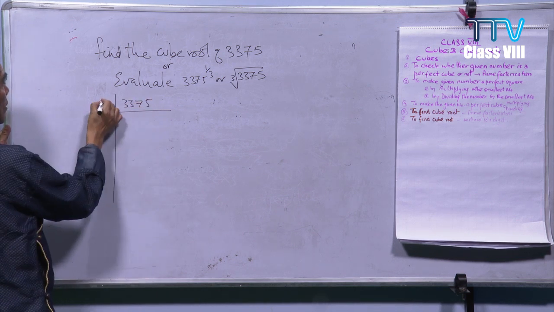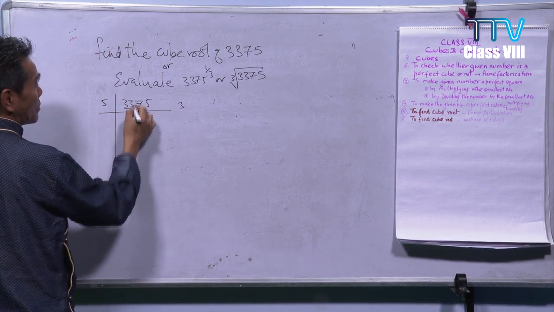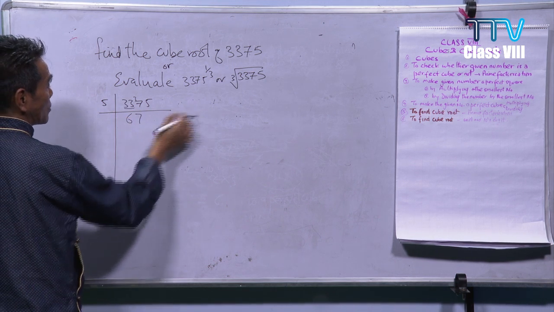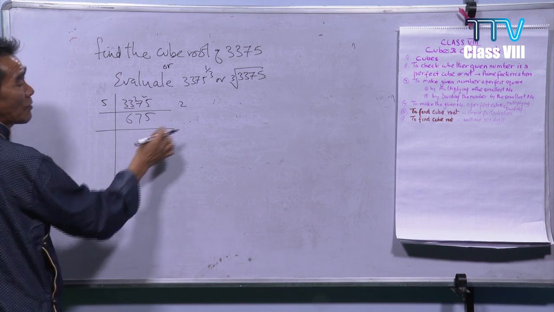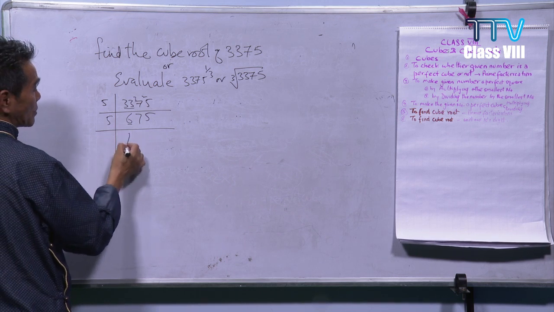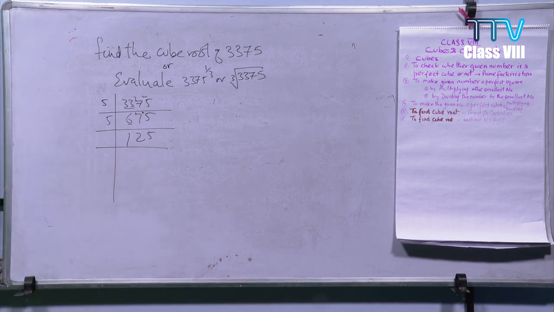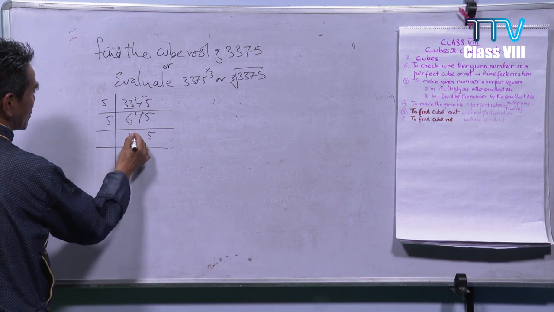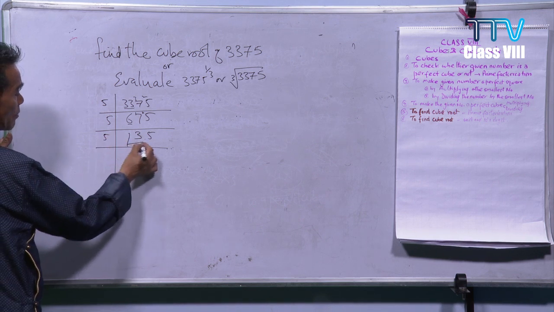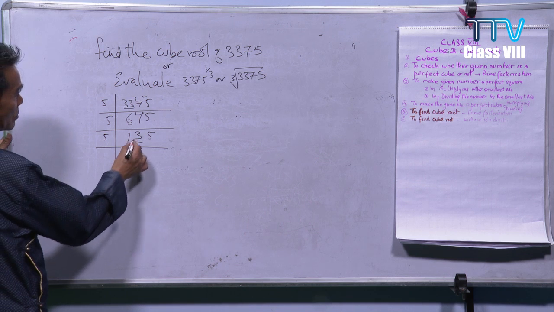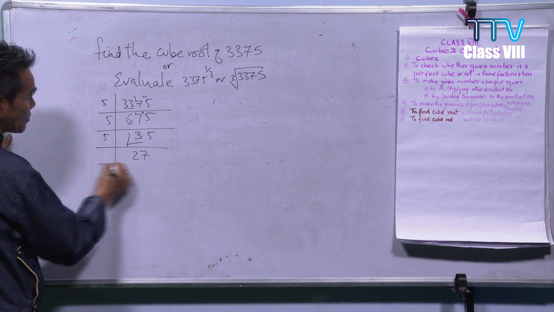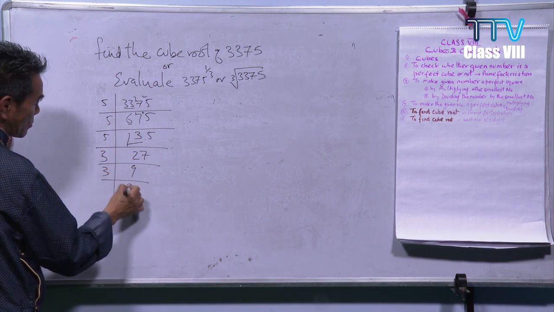The last digit is 5, so it is divisible by 5. 5 times 6 is 30, 3 left, so 675. 5 times 7 is 35, so 135. Again divisible by 5: 5 times 27 is 135, so 27. Then 27 is 3, 3, 3. So the prime factors are 5, 5, 5, 3, 3, 3.